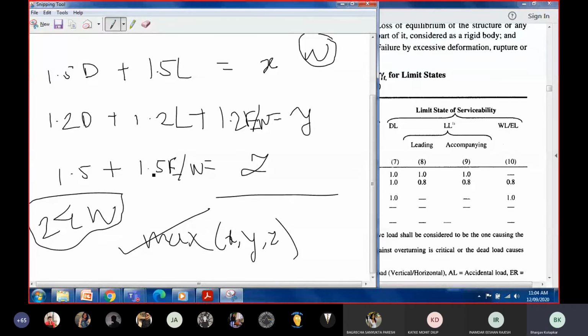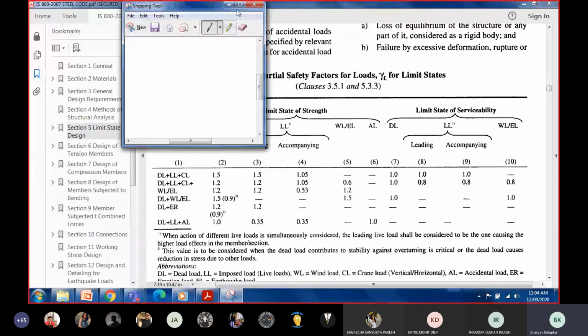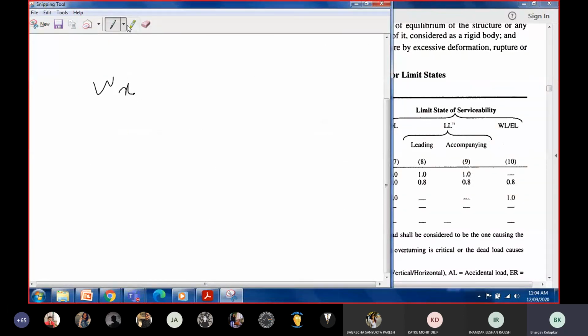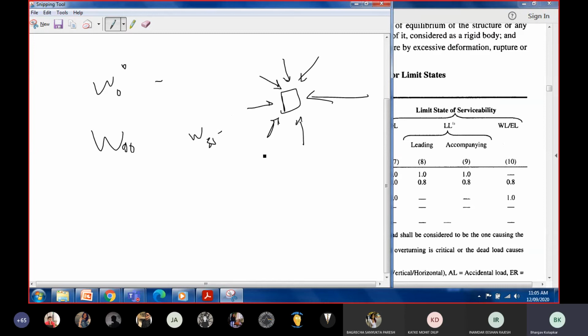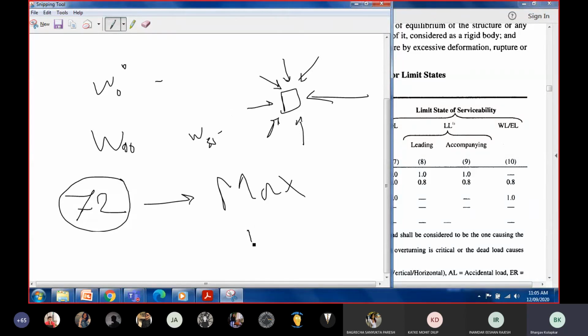So when we combine, you say wind in X direction, or wind at 0 degrees. Then we have, say, wind at 90 degrees, wind at 35 degrees, and so on. So for a particular structure, we consider wind in all directions, and then we select the combination that gives the maximum load. Just to put it loosely, the number of combinations that we develop using this is about 72. So you input all these load combinations, and then you select the combination that gives the maximum value of load.